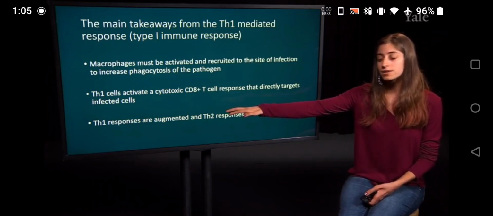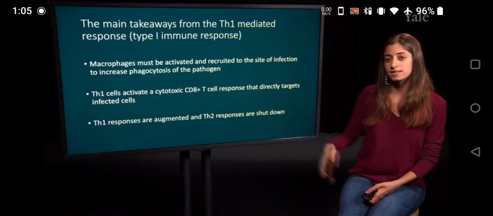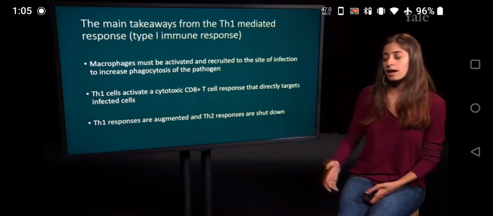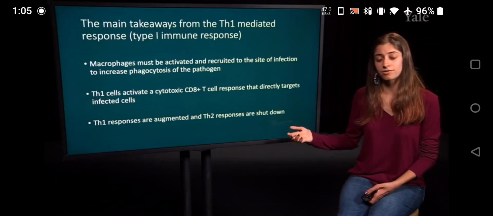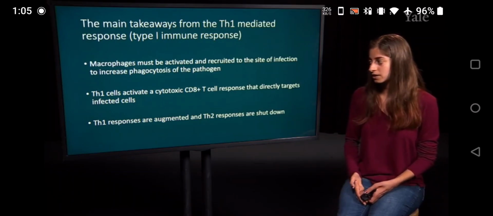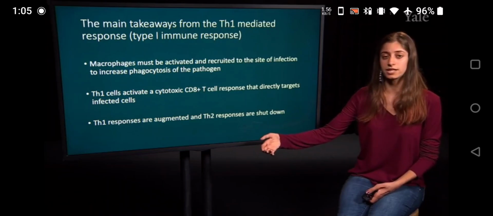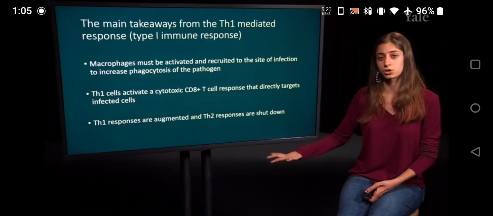Th1 cells also help activate cytotoxic CD8 T cells and suppress the B cell response, such that infected cells can be directly targeted and killed. Th1 responses in this scenario are augmented, while Th2 responses are suppressed or shut down.